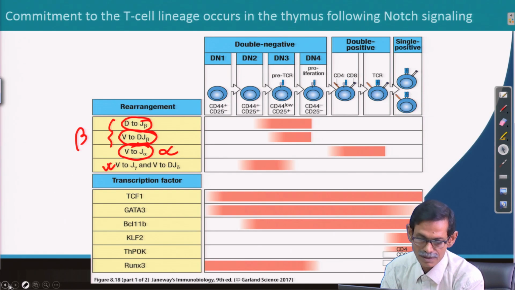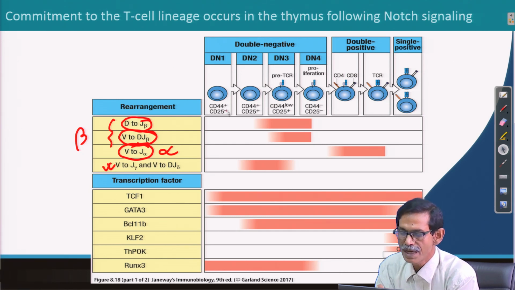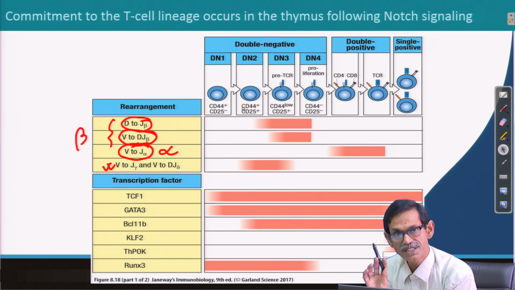CD44 plus. And you see there is another thing, CD25. So, we are going to add 2 more. We already know CD3, CD4 and CD8. We are going to add 2 more, CD25 and CD44.